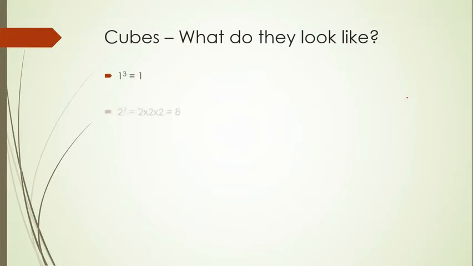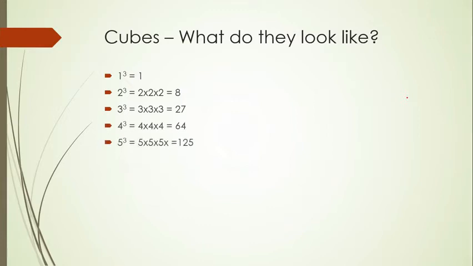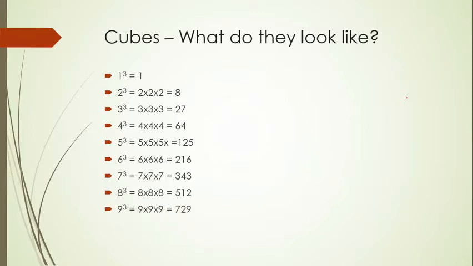So 1 cubed is 1, 2 cubed is 8, 3 cubed is 27. What is 4 cubed? 4 cubed is 64. 5 cubed is 125. 6 cubed is 216. 7 cubed is 343. Do you know what 8 cubed is? 8 cubed is 512. 9 cubed is 729, and 10 cubed is 1,000.